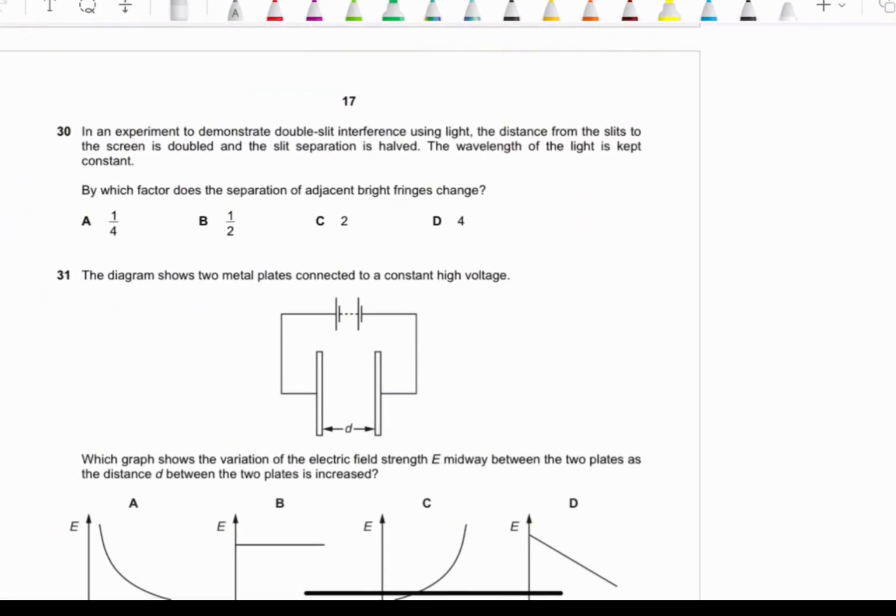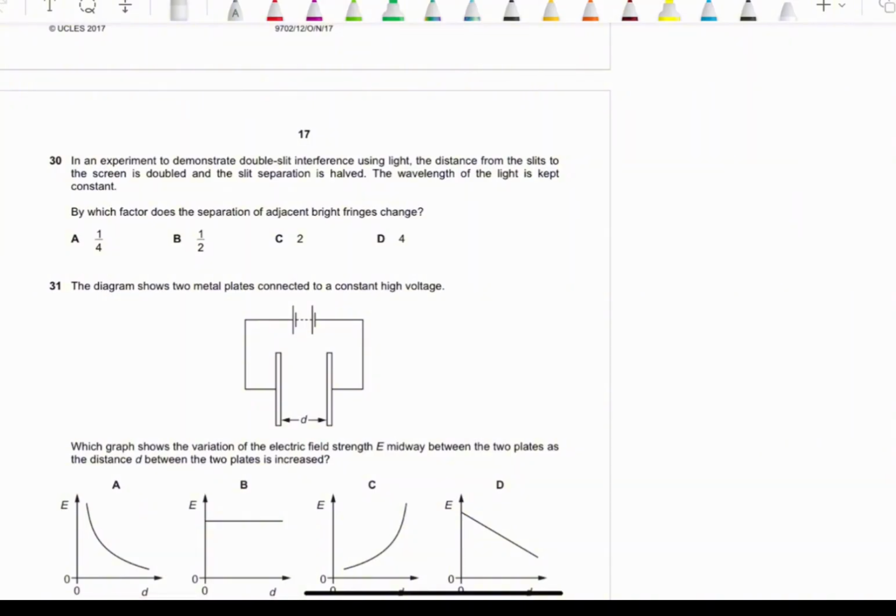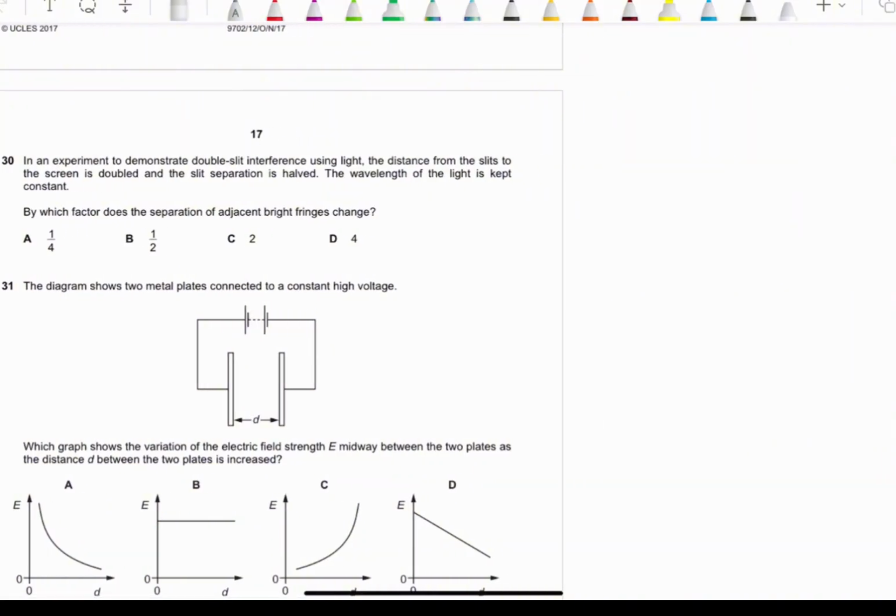Move on to question 30. In an experiment to demonstrate the double slit experiment using light, the distance from the slit to the screen is doubled and the slit separation is halved, but the wavelength is kept constant. By which factor does the separation of the adjacent bright fringes change?